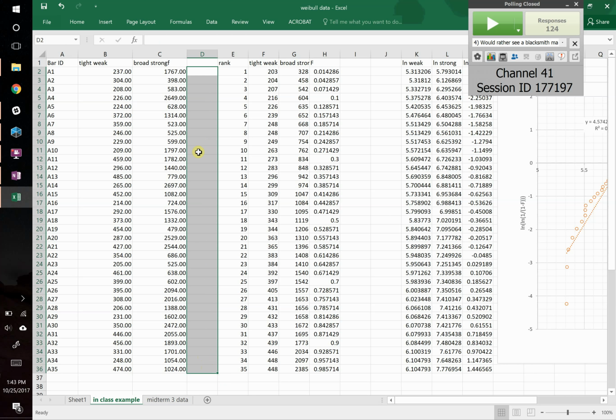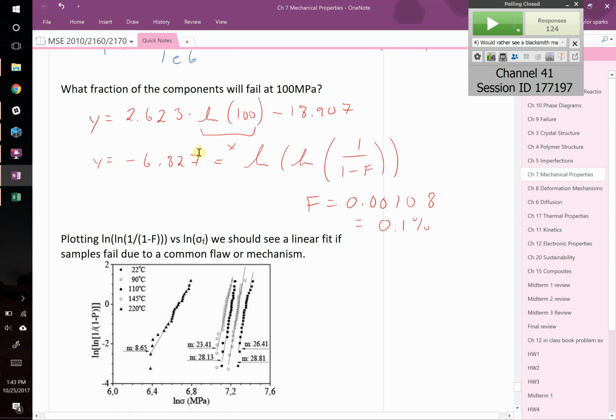Takara. If you want to do it in MATLAB or anything else, it's fine by me. I've got no problems. Let me talk about one last thing here.